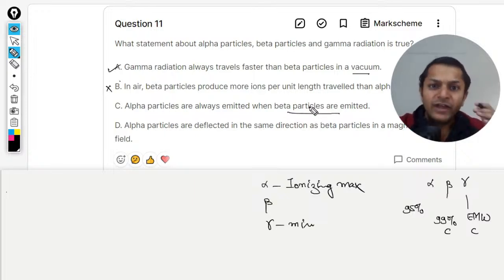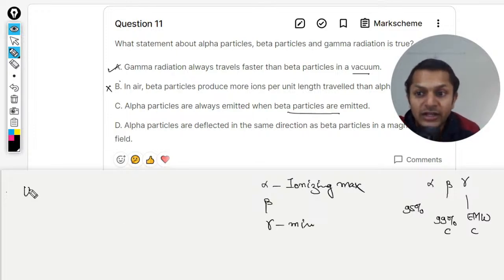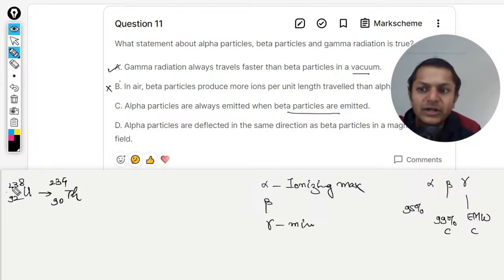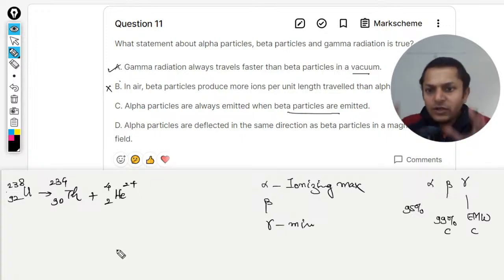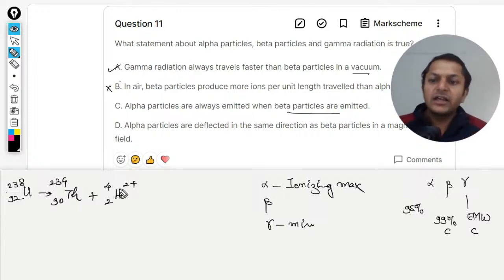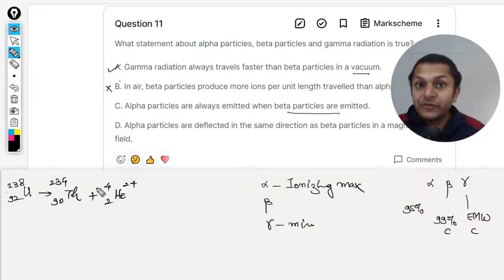Option C: alpha particles are always emitted when beta particles are emitted. No. When beta is emitted, there is only beta that is emitted. Alpha and beta are completely different nuclear reactions. We have already seen those earlier, but anyway, let me write it here. This is uranium, it is converted into thorium. One particular example is alpha, like this, helium. This is one of the examples of radioactive decay. Clearly, there is no beta, nothing. In fact, two protons and two neutrons are just thrown out of the nucleus of uranium.